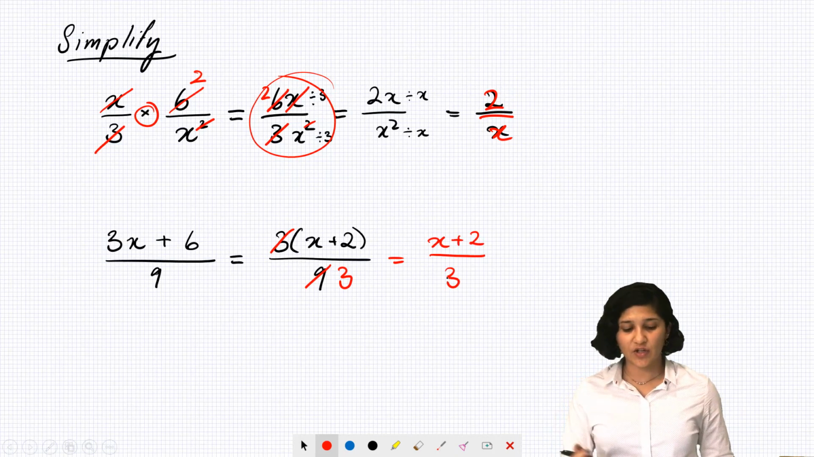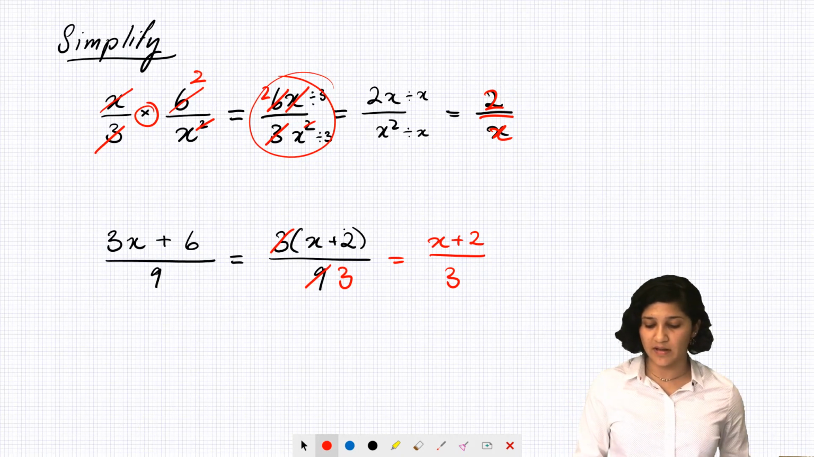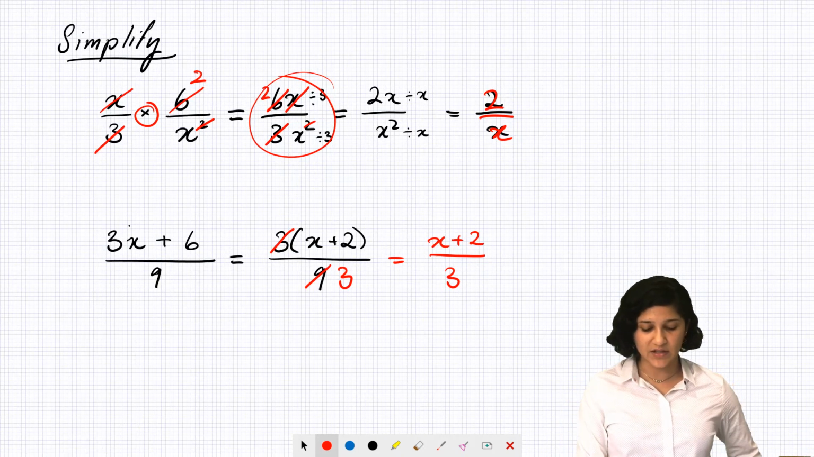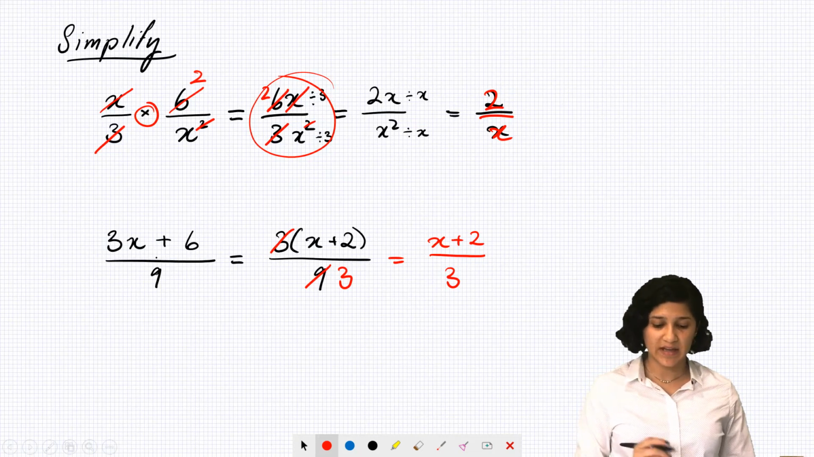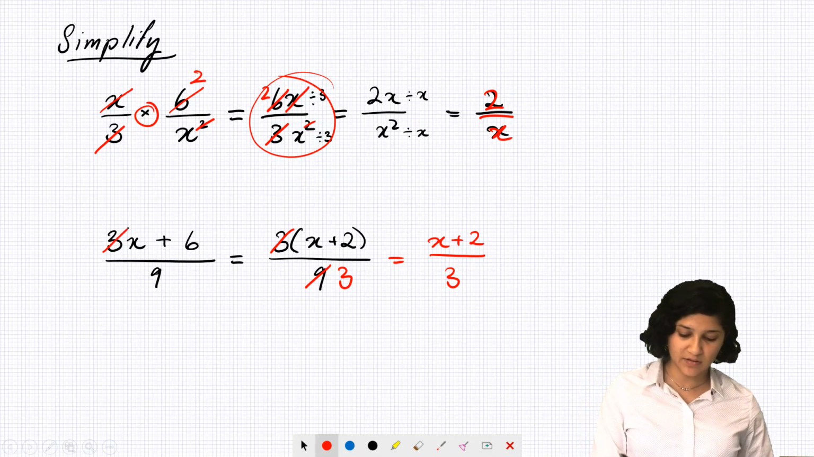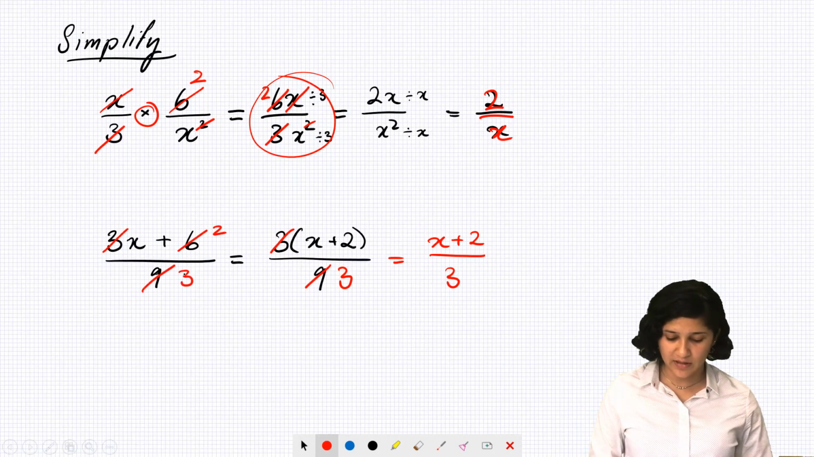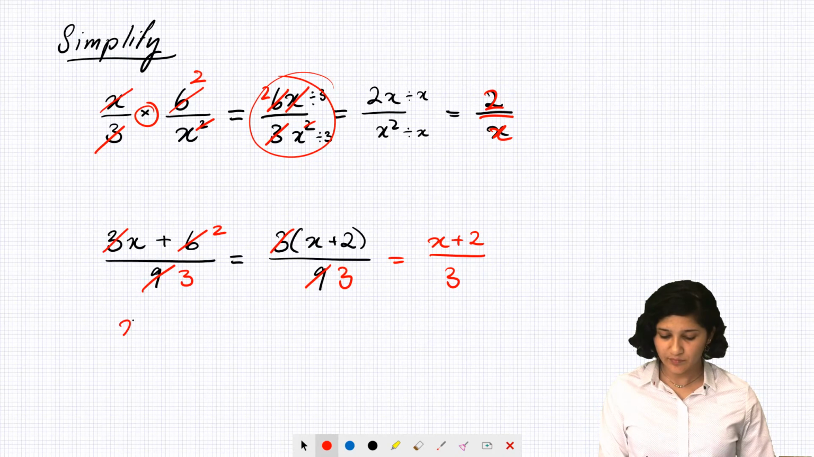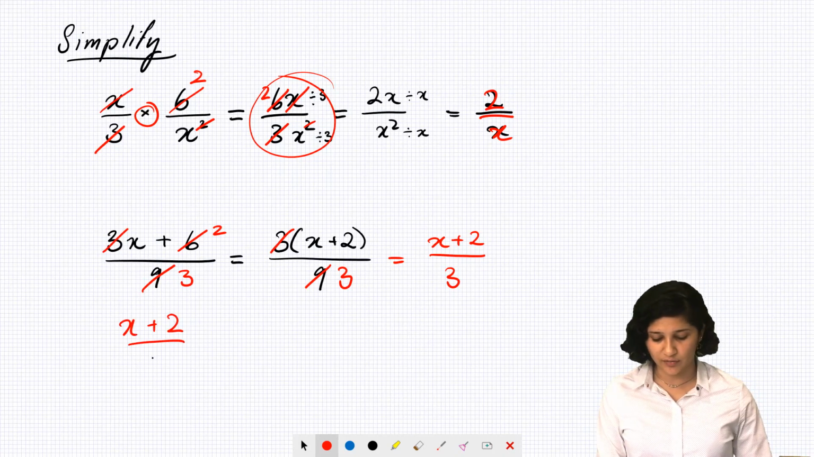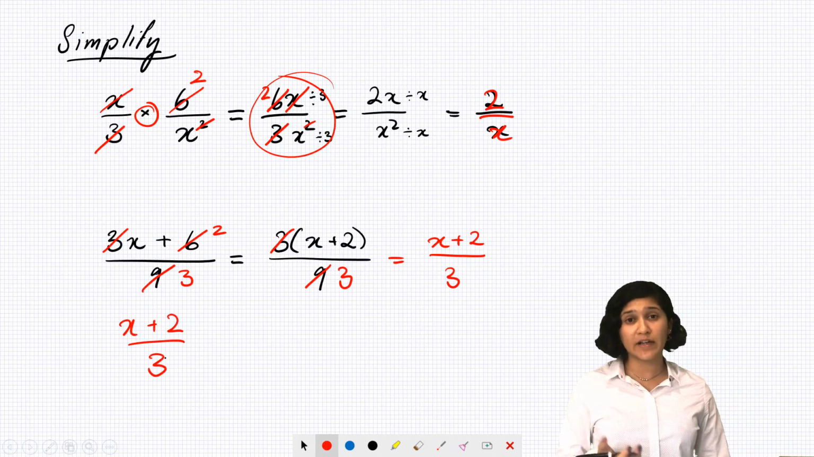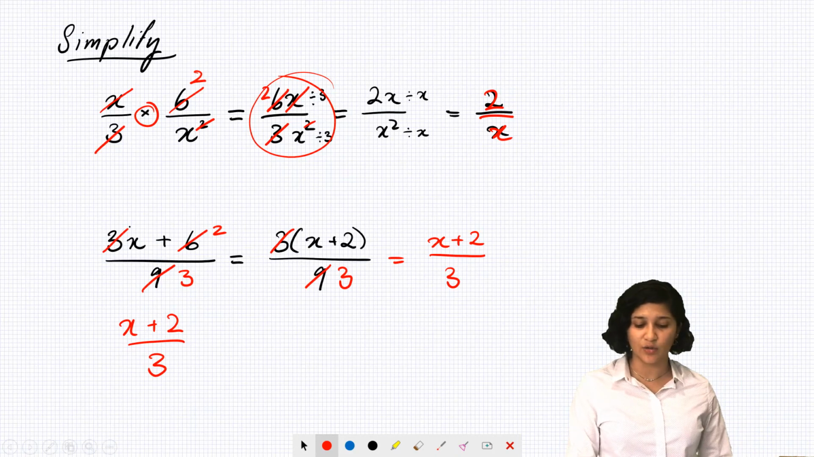All right? So you can also do that without doing the factorization step. I can just notice that 3 is a common factor in all of these things, and I can say, divide that by 3, divide that by 3, divide that by 3. I'm left with x plus 2 over 3. But it's really important to notice that you are cancelling out of each and every term.